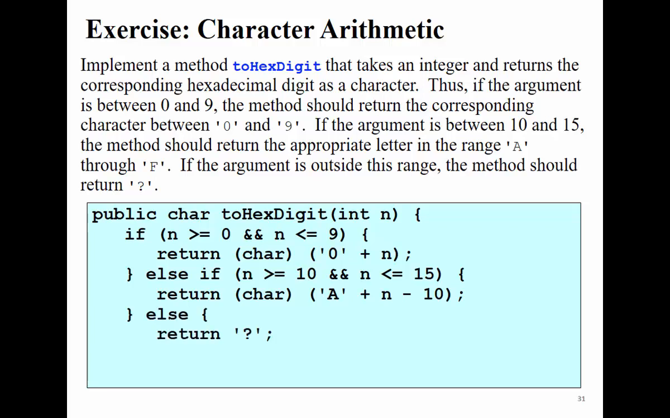Else, we return the question mark based on the exercise. If the value was out of the range, we return the question mark. This is how we take the integer value, check it, and return the hex characters.